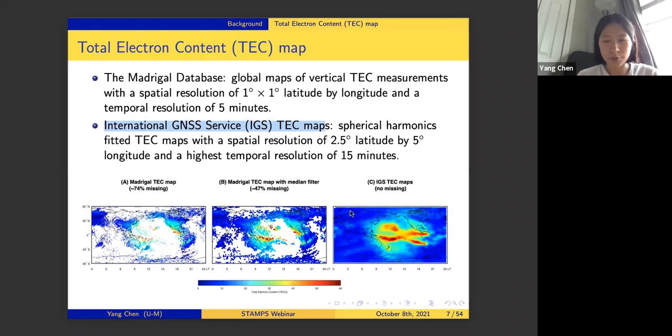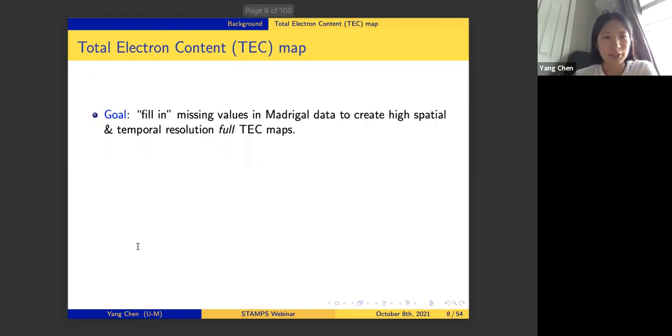And of course, people are not super satisfied by the quality of this IGS dataset because it is of low spatial and temporal resolution, and also it's overly smooth due to the spherical harmonics fitting, which we'll talk about momentarily. So a lot of the mesoscale structures or the smaller scale structures are not preserved in these maps. So what we want to do is take advantage of the higher resolution observations and reconstruct a TEC video so that we have very high spatial and temporal resolution. So that's just some description of the dataset.